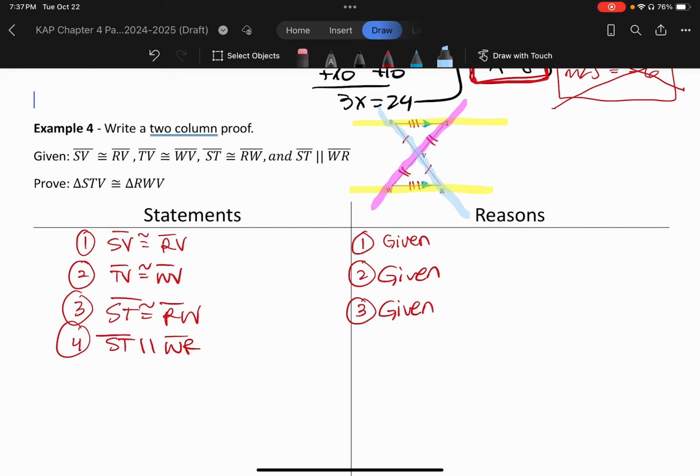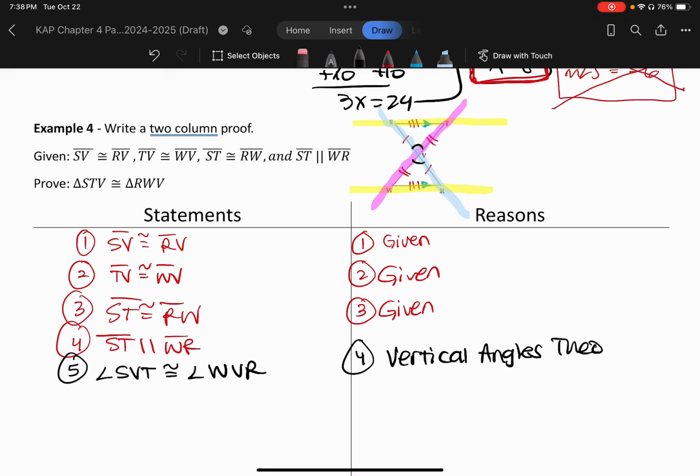Again, to prove that two triangles are congruent, you need to show that all corresponding sides are congruent and all corresponding angles are congruent. So we can start with this right here. Angle SVT, which is the top part of that vertical angle, is congruent to angle WVR, the bottom part of that vertical angle. The reason those are congruent is that it comes directly from the vertical angles theorem. We write theorem because I'm writing that it's congruent. We're not going to write definition for all these, because it's going to be so many statements. We're just going to go straight into the theorem.